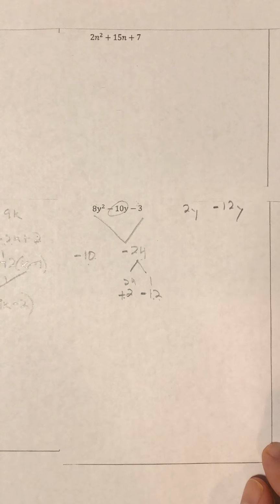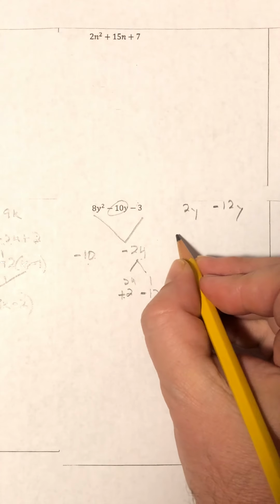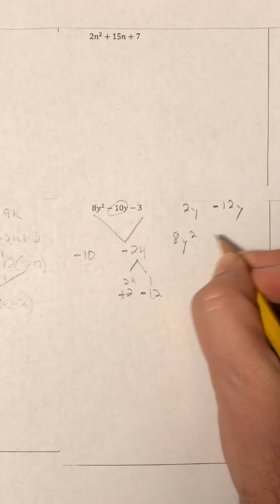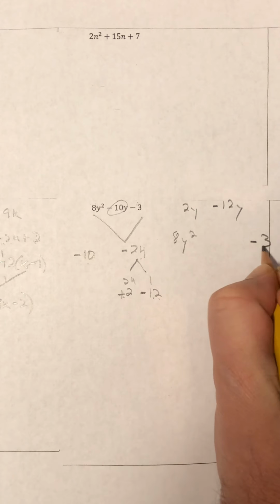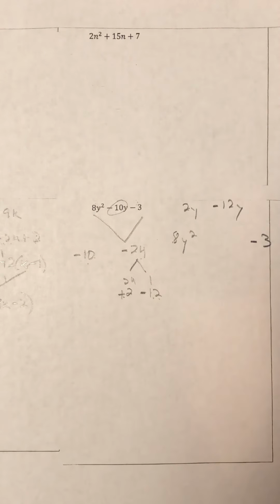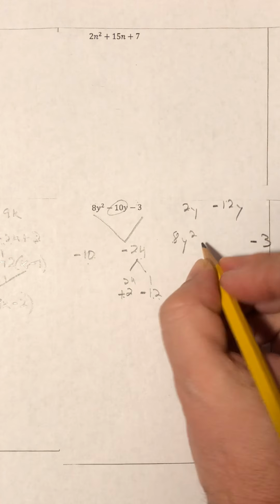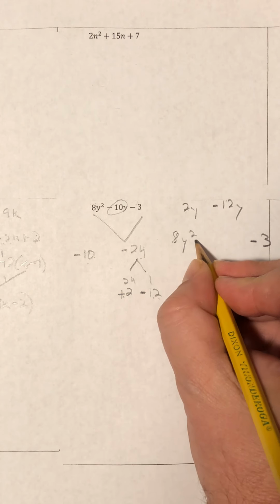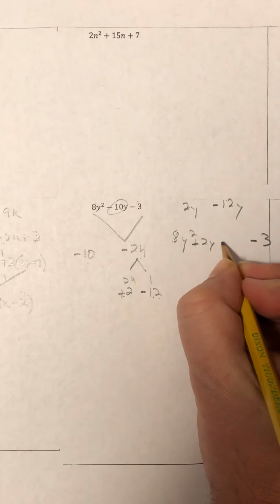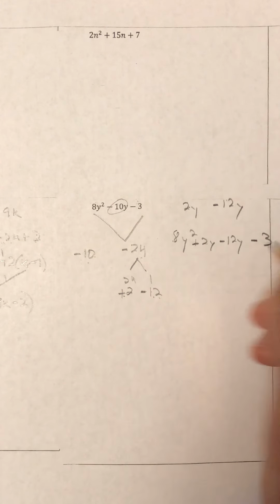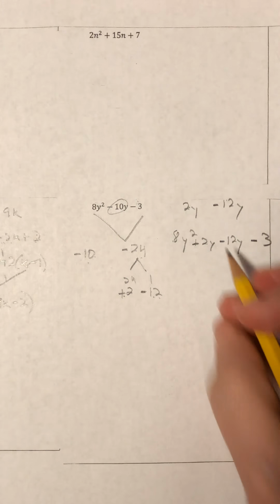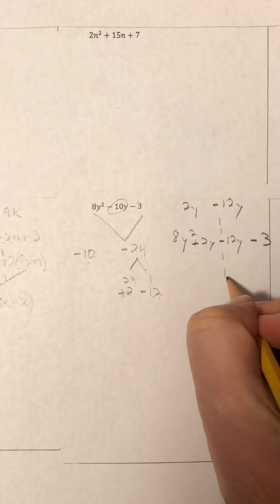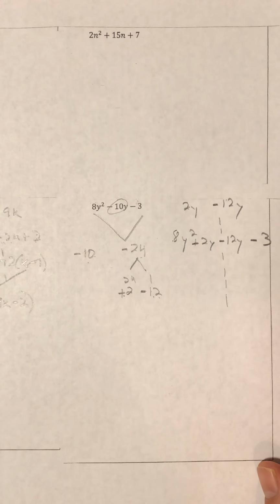Okay? So again, I'm going to go ahead and group this. I've got my a term, 8y squared. I've got my c term, minus 3. I know 2 and 8 have a common factor of 2. I know 12 and 3 have a common factor of 3. So I think that's how I'm going to split it up this time. So I'm going to do plus 2y minus 12y minus 3. So then I'm going to split this down the middle and take out common factors from each side.